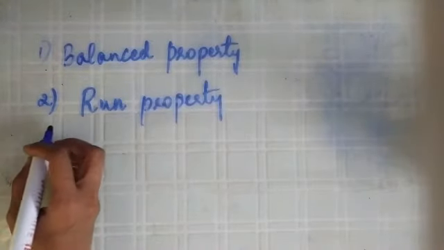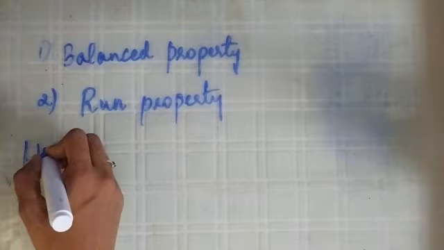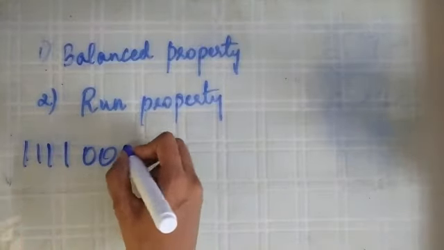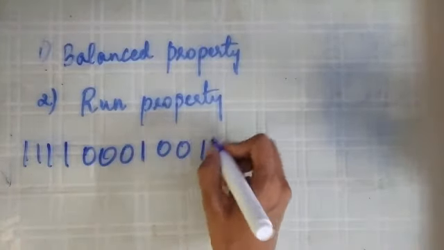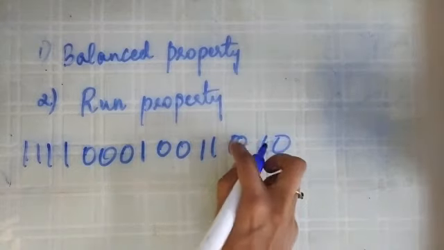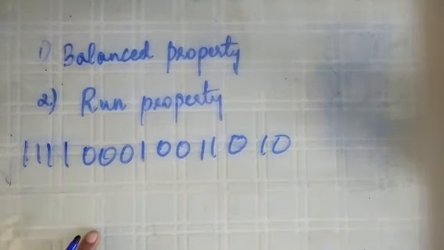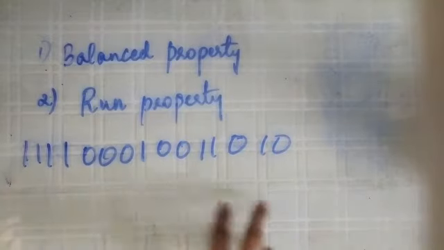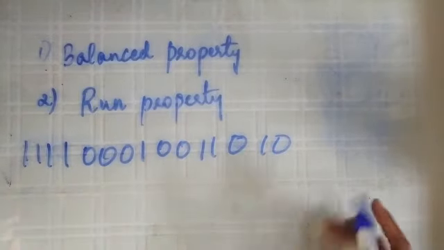Let's consider the same sequence: 1, 1, 1, 1, 0, 0, 0, 1, 0, 0, 1, 1, 0, 1, 0. According to this property, what it says is, among the runs of ones and zeros. Now what is a run?